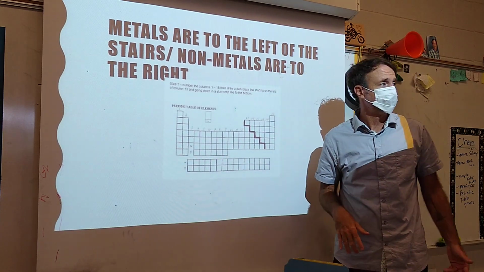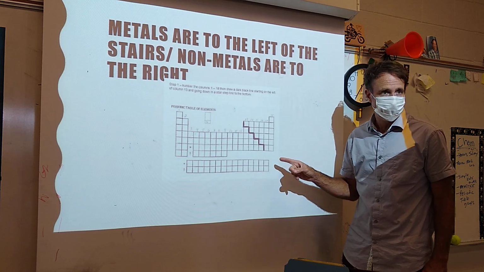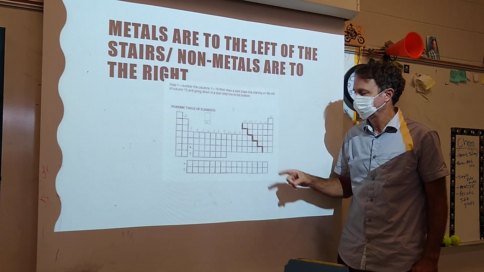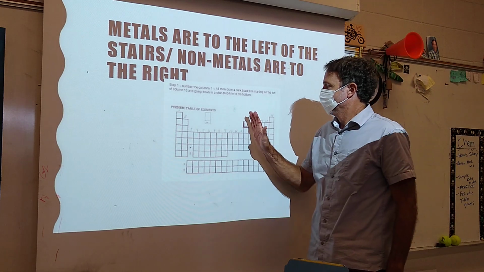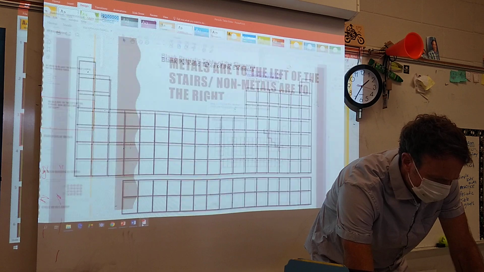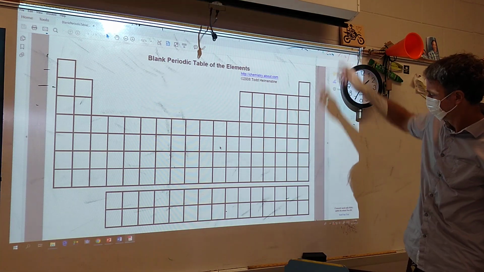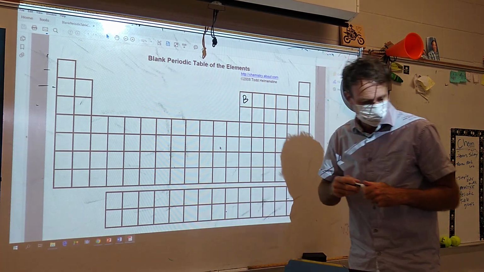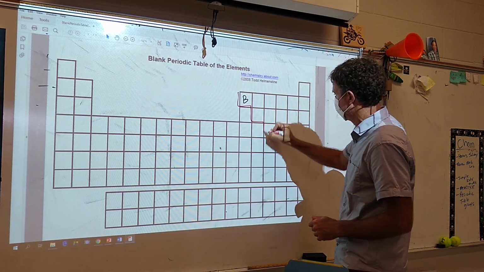All right, first thing you need to do on your table is draw some stairs right here. Where do those stairs go? They start right under boron, and then you're just going to draw a perfect set of stairs. Okay? So the first thing we do is we're drawing a pair of stairs on our periodic table. So if you're at home, boron is right here. And then you're going to draw some stairs like this. People in here are going to have to go kind of quick to keep up with me.